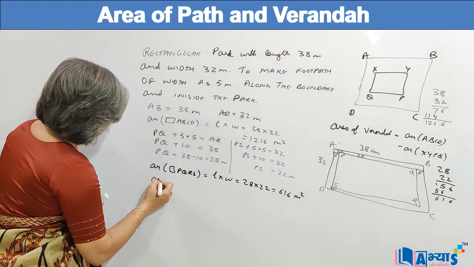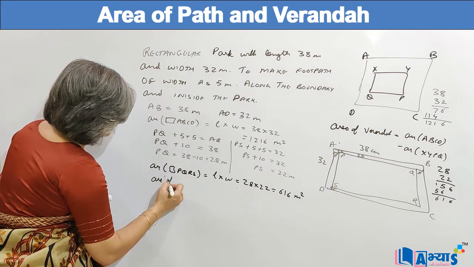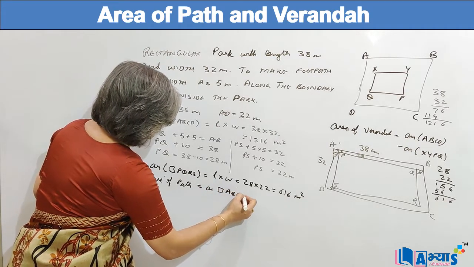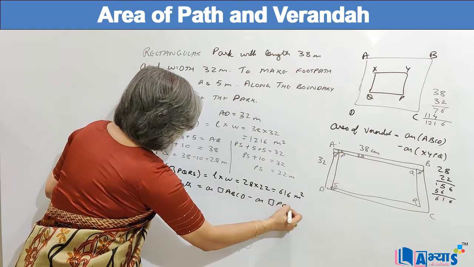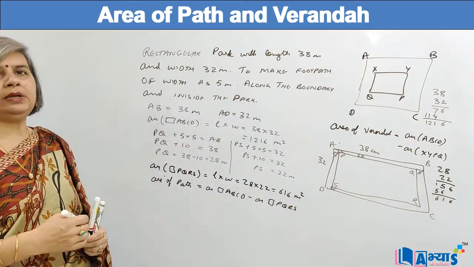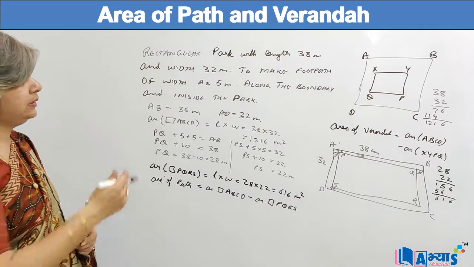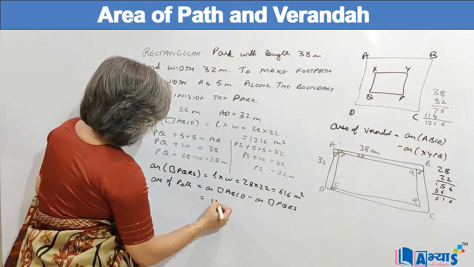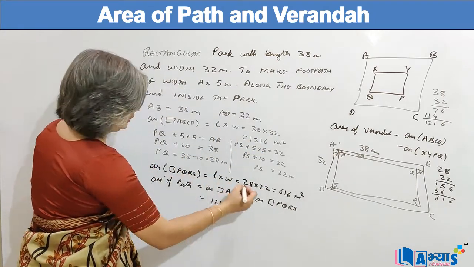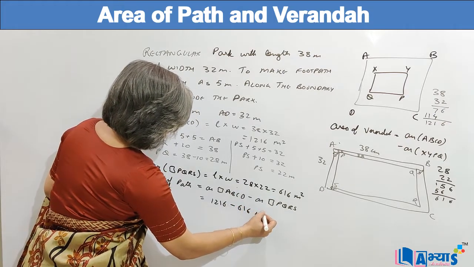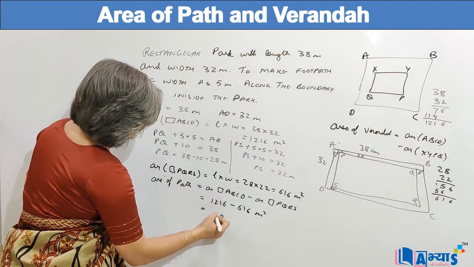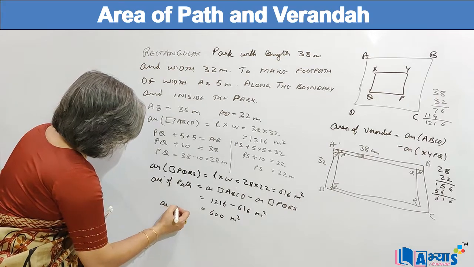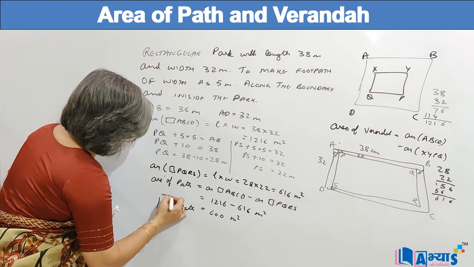So area of path is equal to area of rectangle ABCD minus area of rectangle PQRS. That means we will subtract the area of PQRS from the area of ABCD, so the area of ABCD is 1216 minus area of PQRS is 616 meter square, so it will be 600 meter square. Area of path is equal to 600 meter square.